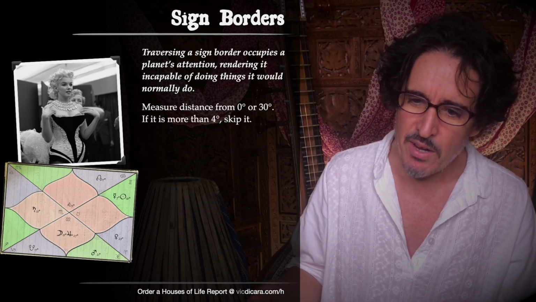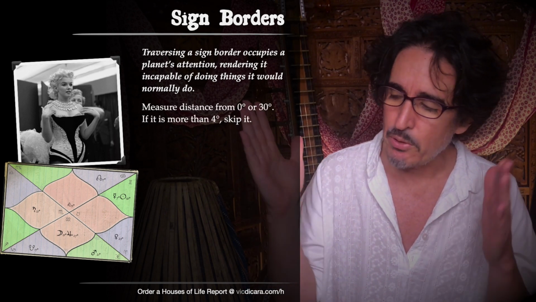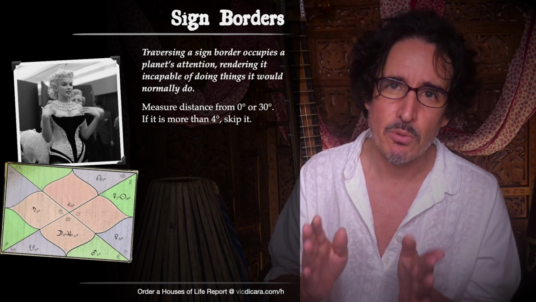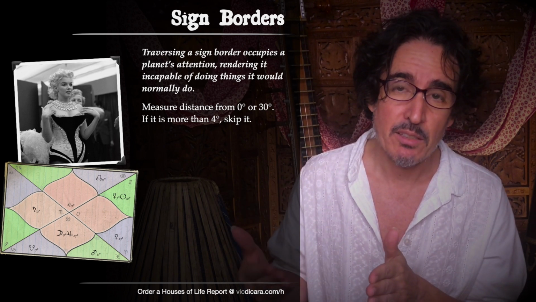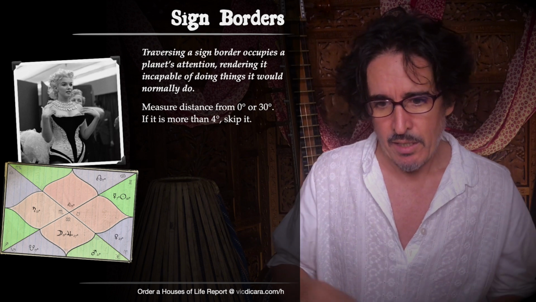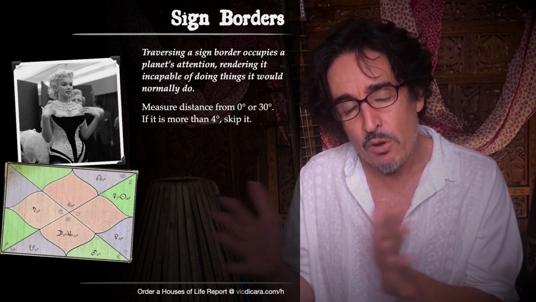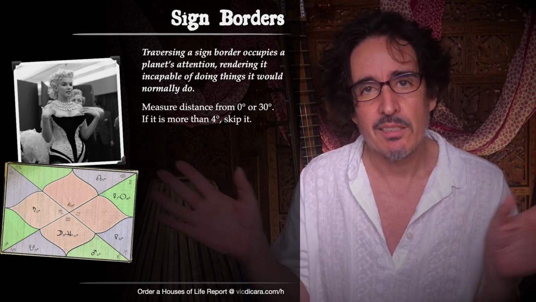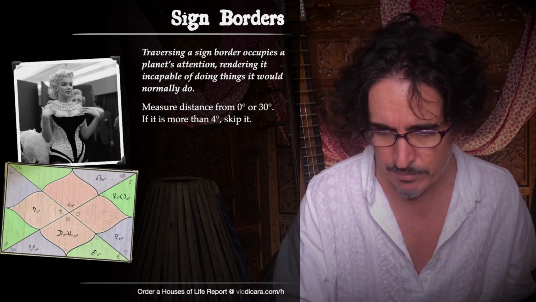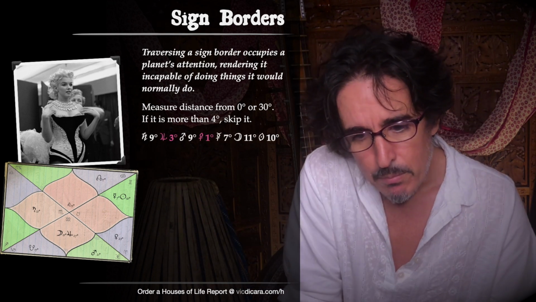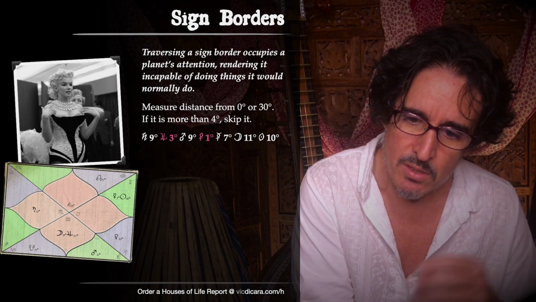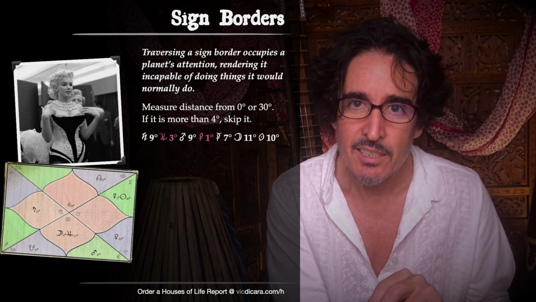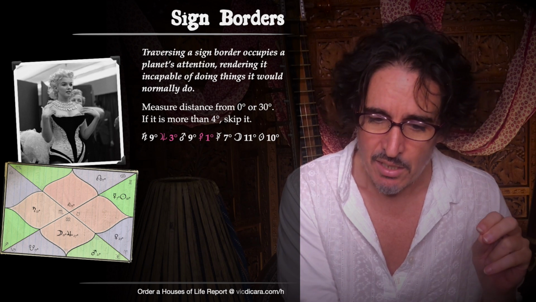So the way to quantify this is to put a 4-degree zone near the border where a planet will feel the effect of being close to the border. If a planet is more than 4 degrees away from the border, it's not going to be affected by this rule at all. So in Marilyn Monroe's case, we only have Jupiter and Venus being within 4 degrees of their border.